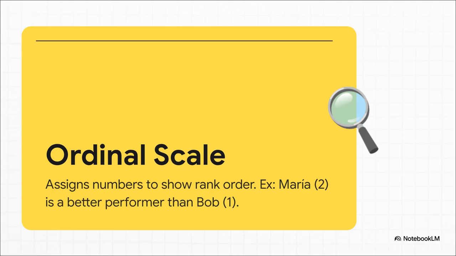Next up, we have the ordinal scale, and this one adds rank order. So if Maria is ranked 2 and Bob is 1, we know she's a higher performer. But here's the catch. We don't know how much higher. The gap between the ranks is a complete mystery. Is she just a little bit better, or is she a total superstar? This ruler can put things in order, but the space between the marks is totally unknown.